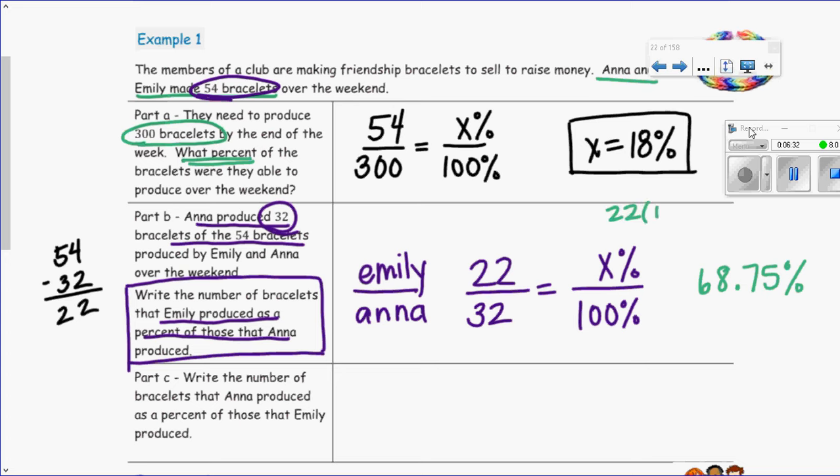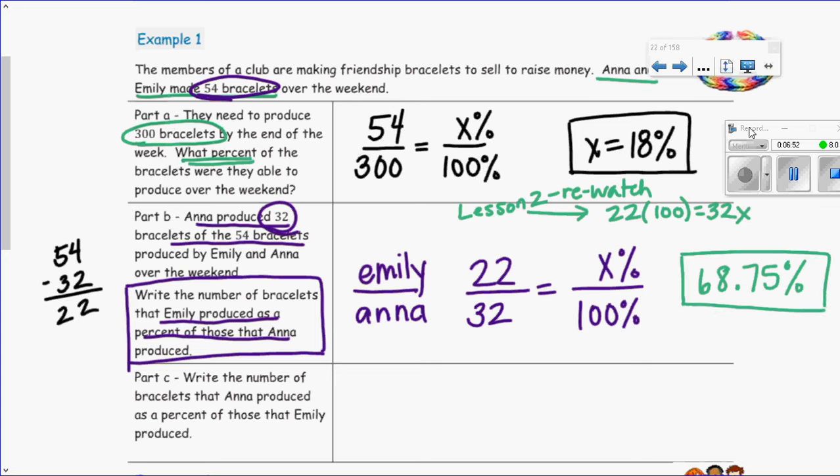Remember, we're multiplying and setting up our equation. It's 22 times 100 equals 32 times x. If you didn't know how to solve it, go back and watch lesson 2 to help you with these. Rewatch lesson 2 if you're not sure where I'm getting these answers from. Okay, so that's Emily compared to Anna. Part C says write the number of bracelets that Anna produced as a percent of those that Emily produced. Okay, that sounds like the exact same question, except they want Anna compared to Emily.